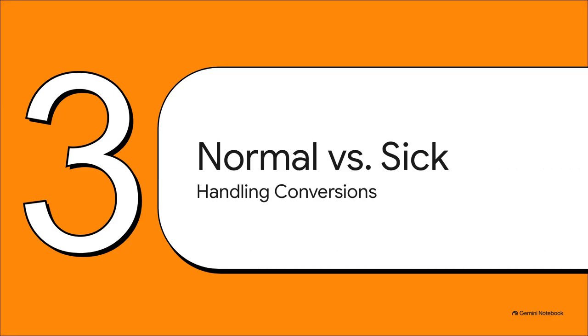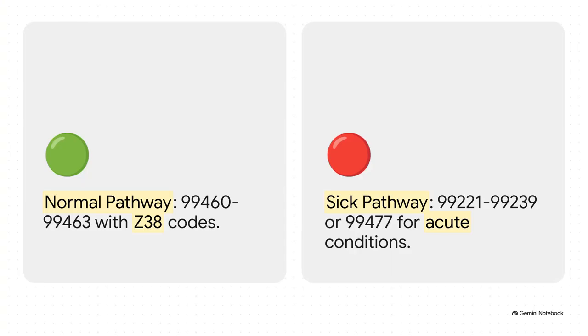Section 3, Normal versus Sick Conversions. This is where we pivot and finally answer our opening question. What happens when our perfectly healthy, normal newborn suddenly develops a complication? So, the crucial point is understanding your diagnostic pairing rules. On the normal side of things, your codes 99460 through 99463 are strictly paired with the Z38 series of live-born ICD-10 codes.